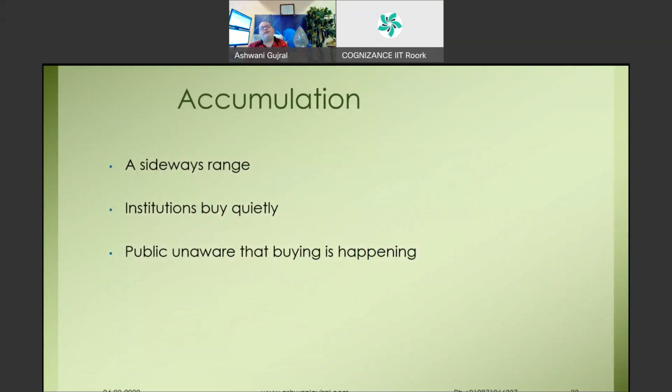What is the feature of accumulation? Accumulation is generally a sideways range which is formed, and institutions buy quietly. What do you mean by quietly? That means they will not allow price to spike up and let people, or uninformed traders, know that something is going on. So they will keep the price quiet, and every day the market is flat or going down, they will try to buy. The public at this time is unaware that major buying is happening.